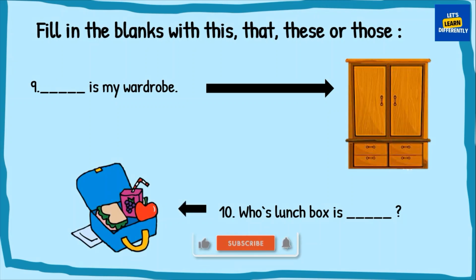In the ninth picture, you can see the wardrobe is far away from the speaker. So here we will write, that is my wardrobe. And in the 10th picture, you can see the lunchbox is near to the speaker. So here you will write, whose lunchbox is this?